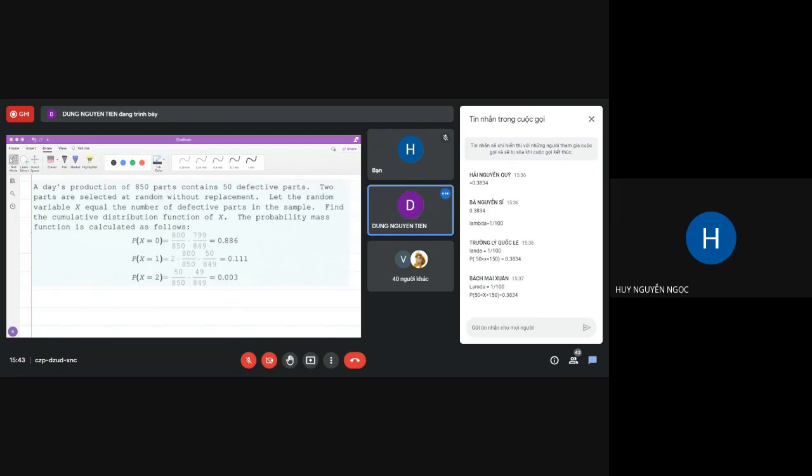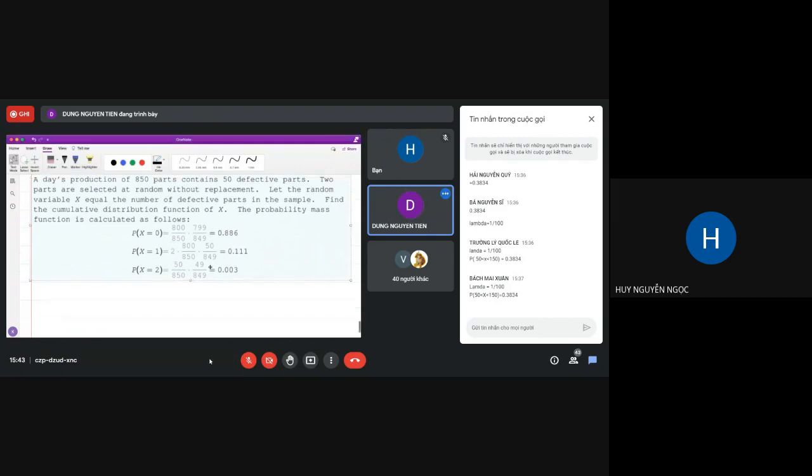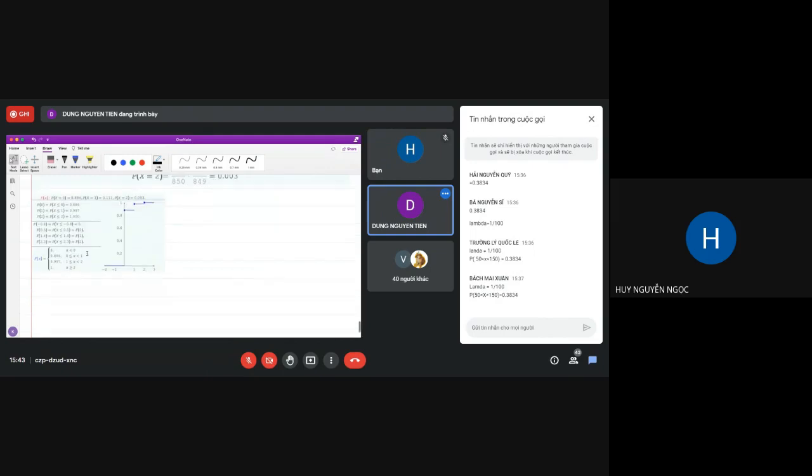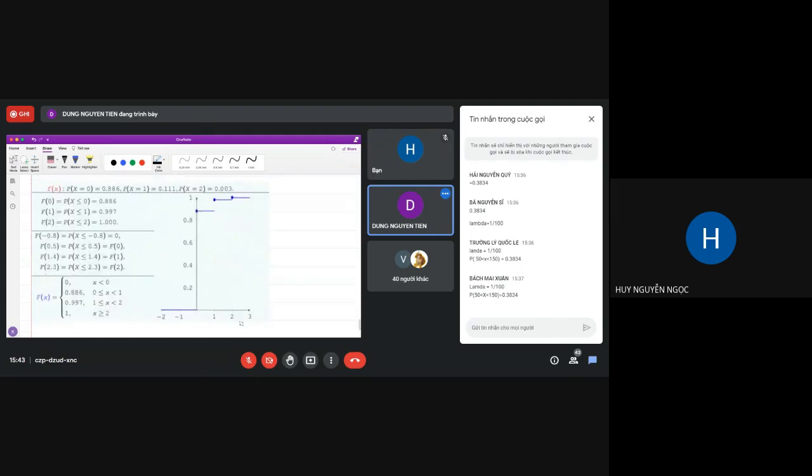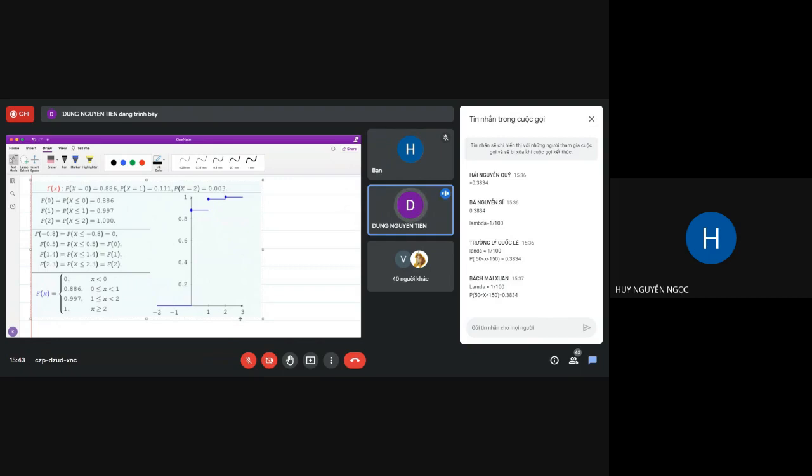Okay, and then you can come up with this. The f of x is the probability that X equals 0, which is 0.886. At 1, you get 0.111, and at 2 you get 0.003.